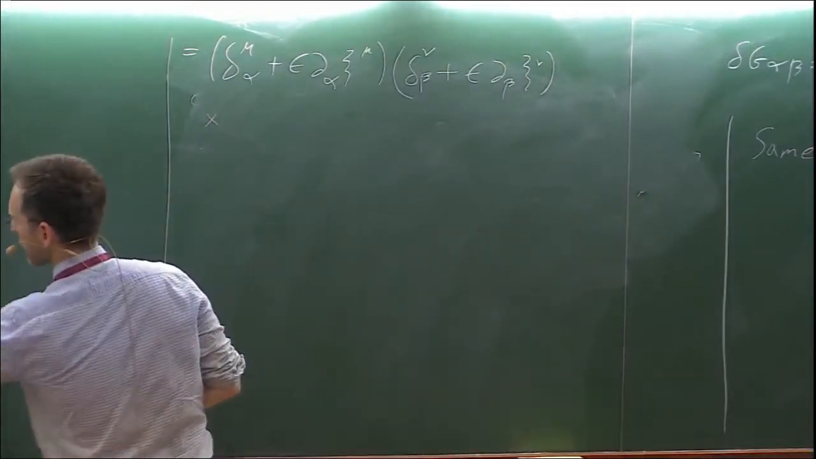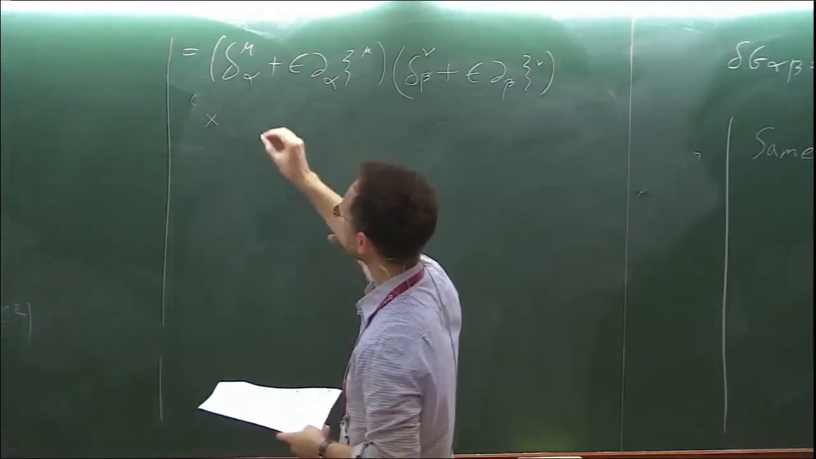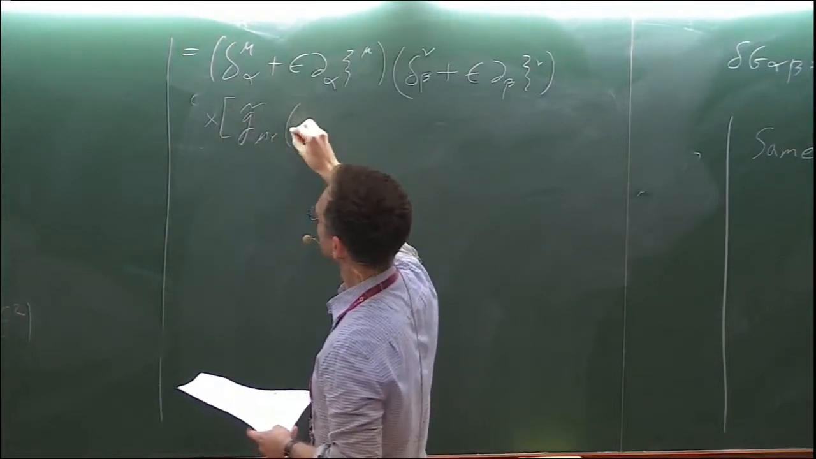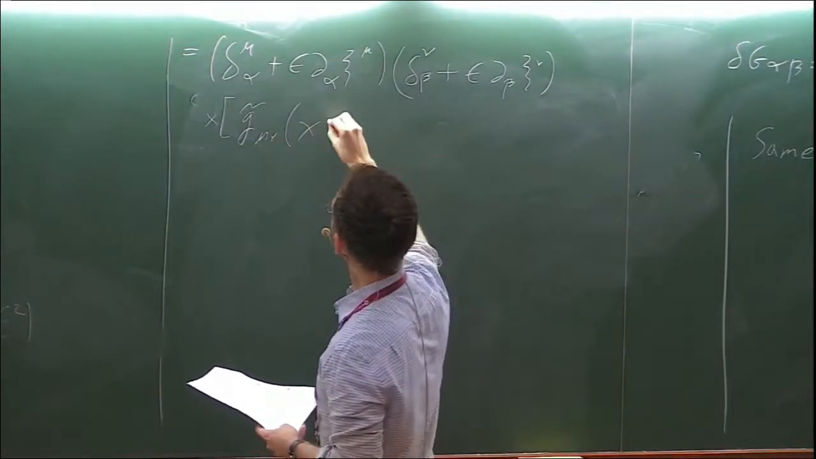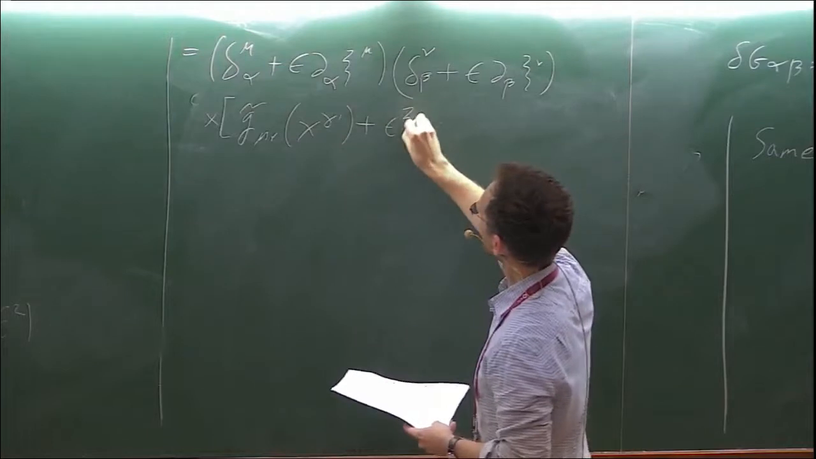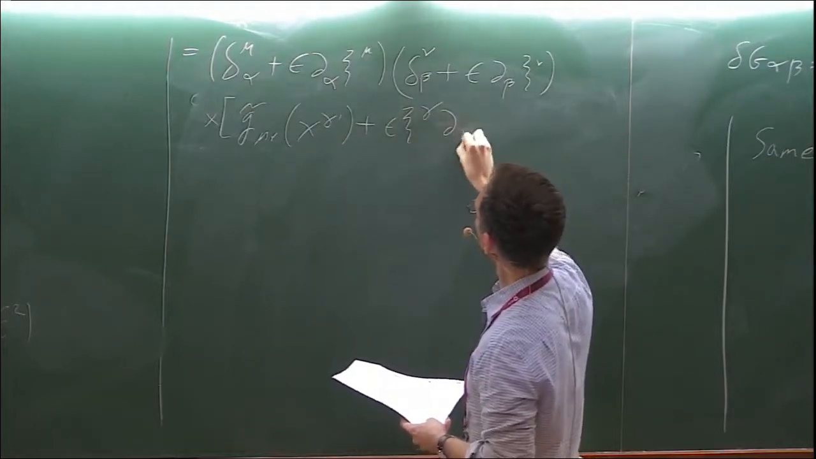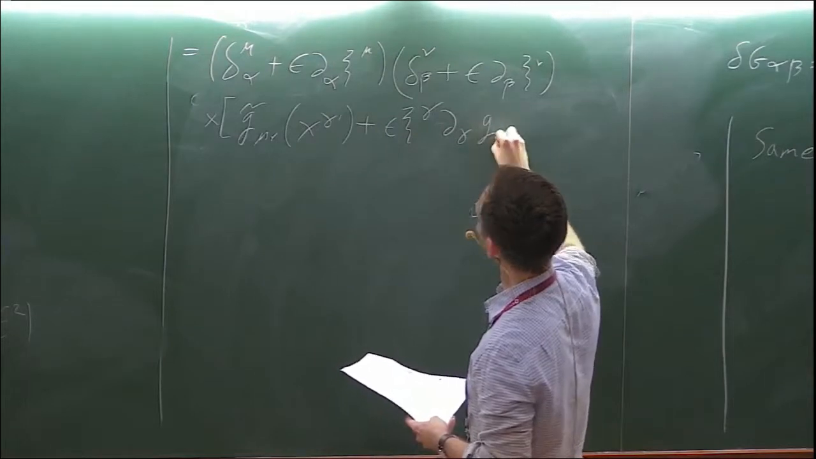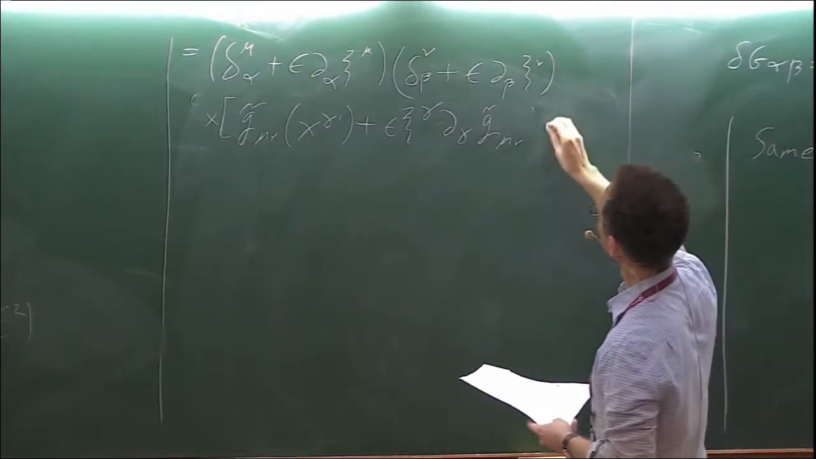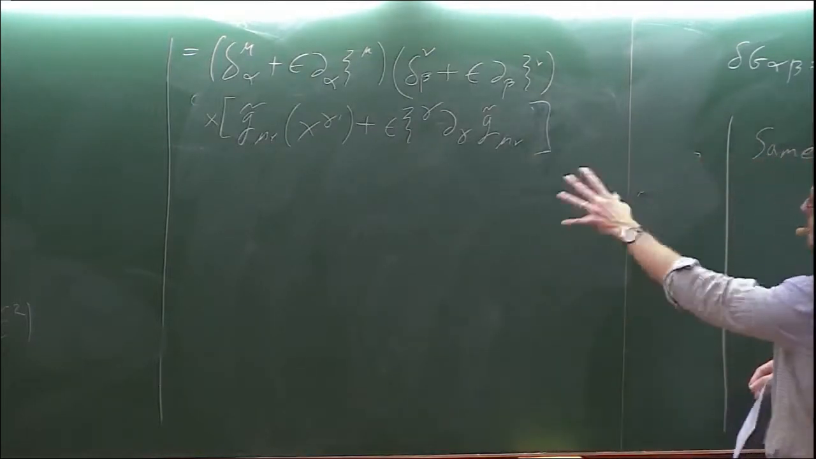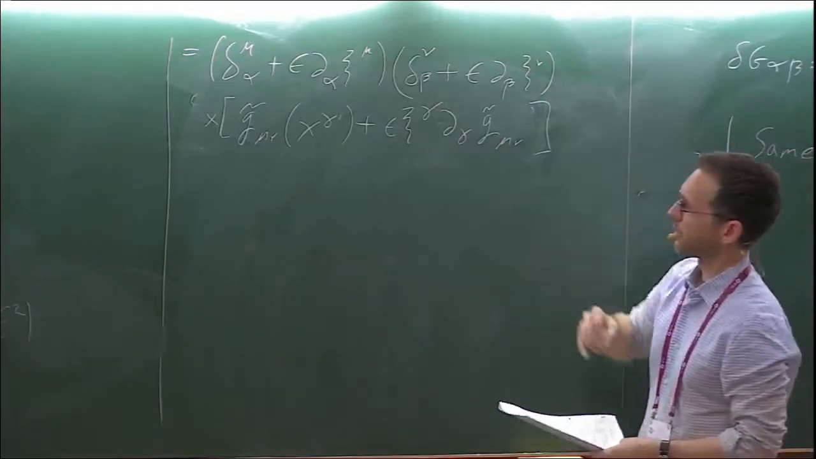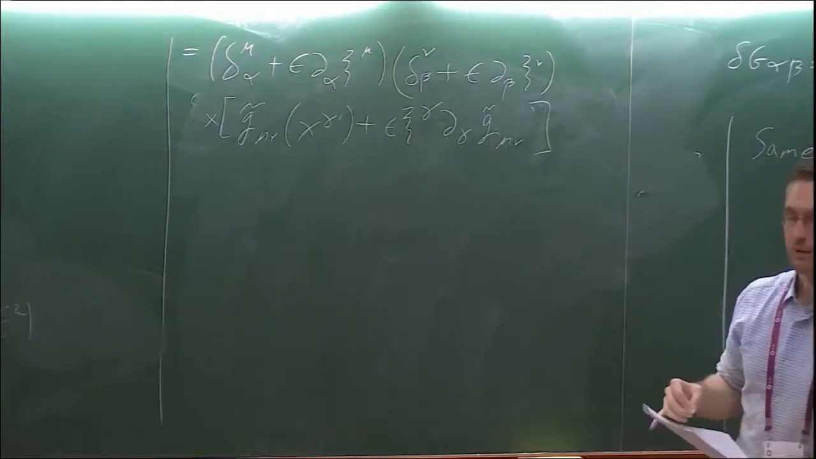So now I'm going to do a Taylor series in this, expanding out the argument. So here we have g tilde mu nu evaluated at x gamma prime plus epsilon times xi gamma, times the derivative of g tilde. Now everything's a function of x prime, and these derivatives are all derivatives with respect to the primed coordinates.